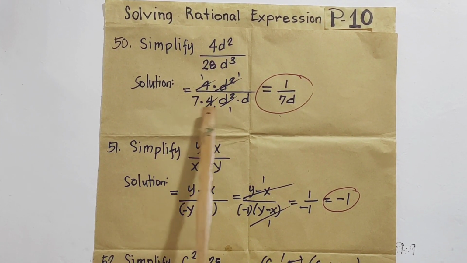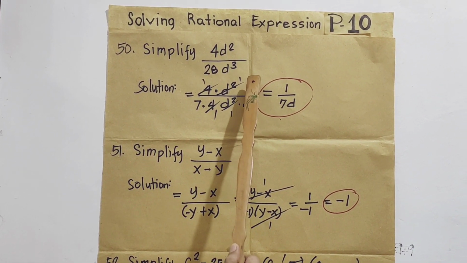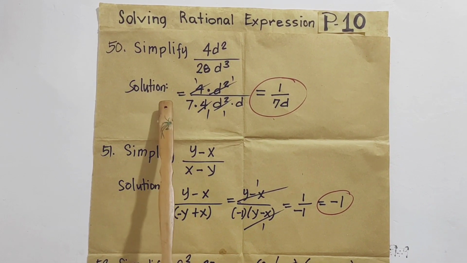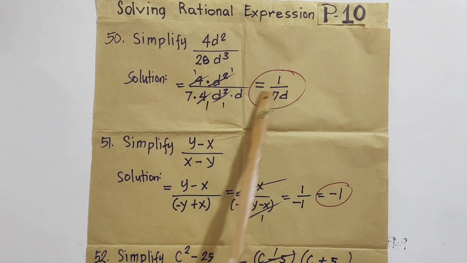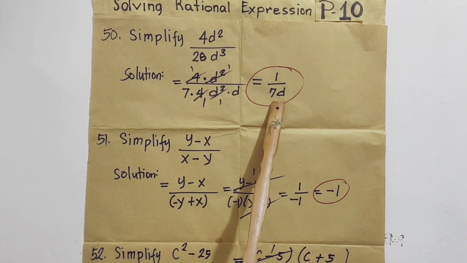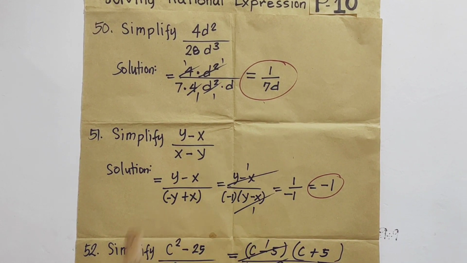You have to cancel the 4 and write 1. Cancel d squared, 1. Then multiply 1 times 1 equals 1, and 7 times 1 times 1 equals 7 times d equals 7d. So our answer is 1 over 7d.